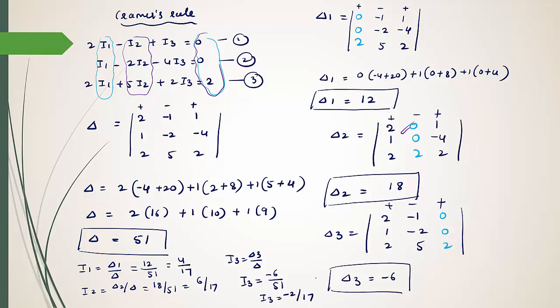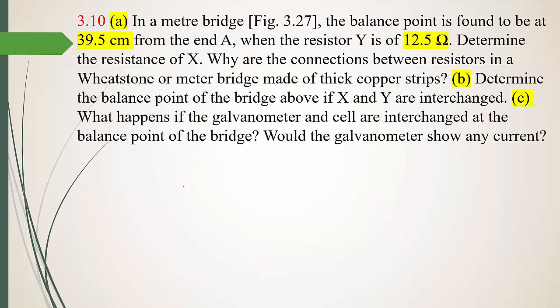So either you can use the cancellation method, solving the equations, go on solving the equations and you will get I1, I2, I3. Or you can use Cramer's rule to find the value of I1, I2, I3, or the current in each branch of the network. The next problem, 10th question.